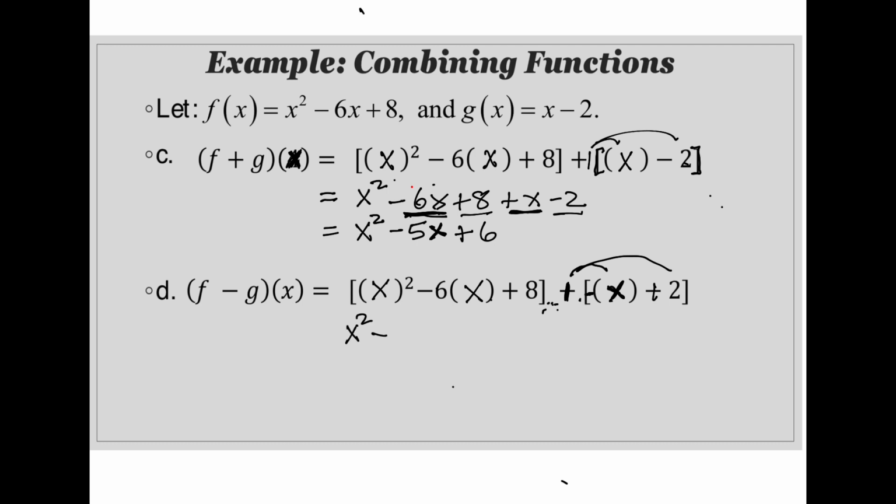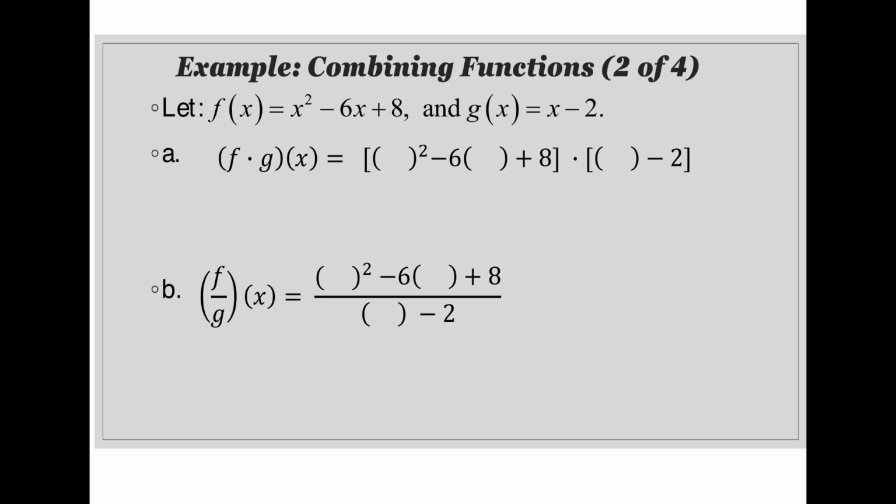So x squared minus 6x plus 8, f of x. Notice that didn't change at all. And then we have subtracting x and then plus 2. So in a similar way, we have x squared by itself, but now we have a minus 6x minus x. Instead of negative 5x, that's going to be minus 7x. And we have a positive 8, positive 2, so that's plus 10. So that is the difference of f and g of x.